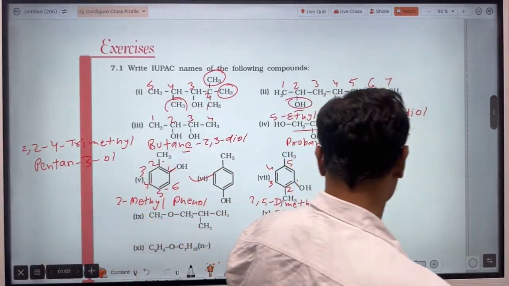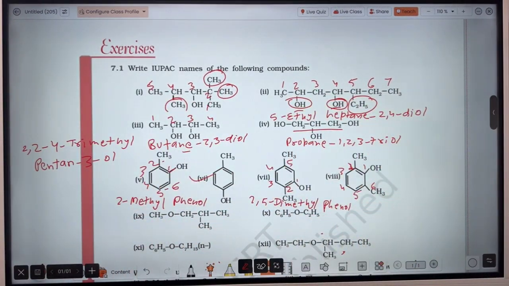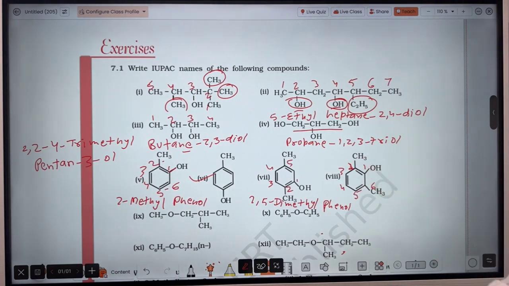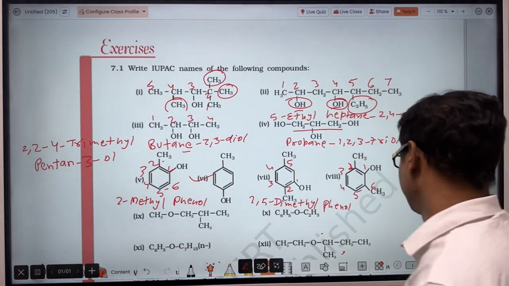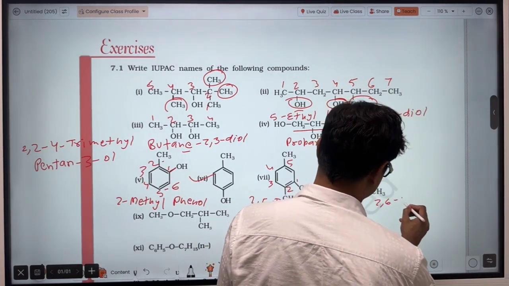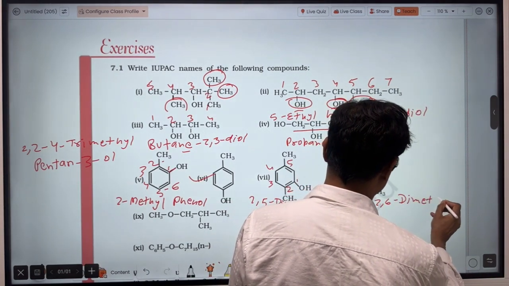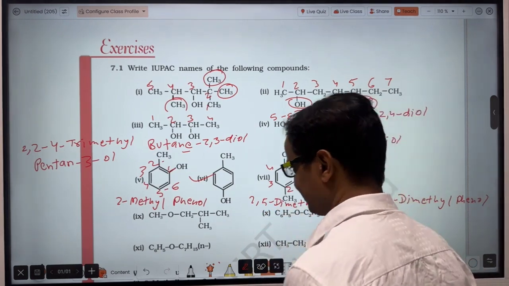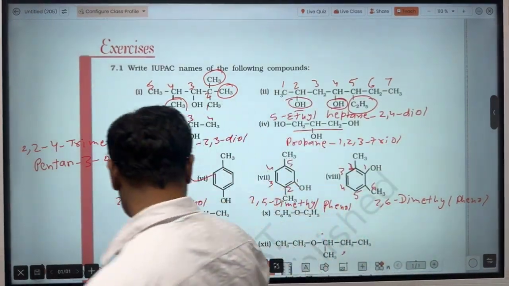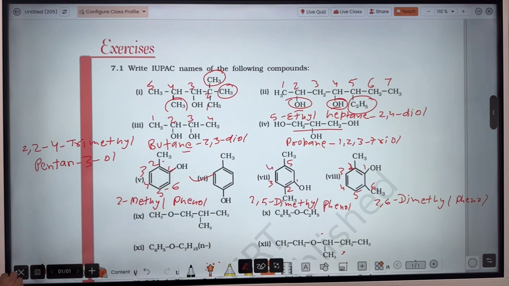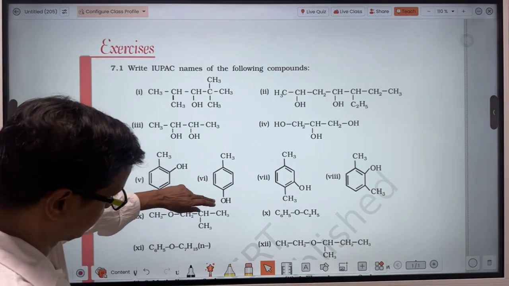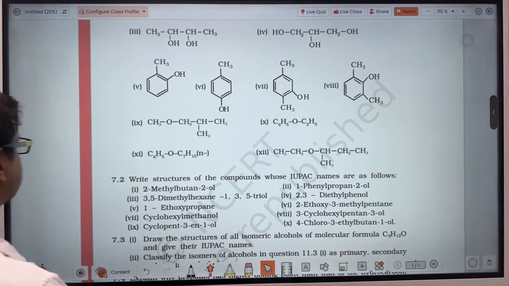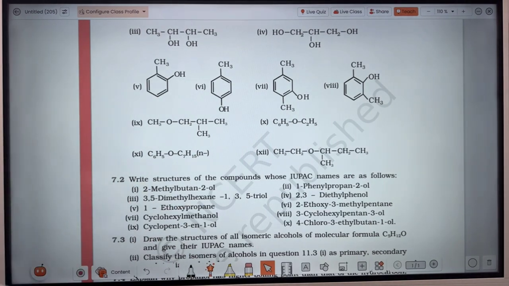In this compound there are 2 methyl groups, present at second position and at sixth position. So we will write 2,6-dimethyl phenol. Okay guys, now proceed. I think the nomenclature of alcohol and phenol is completed. Now starts the ether. So watch out here.